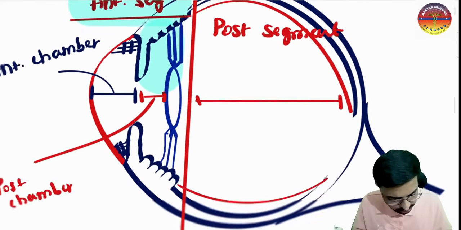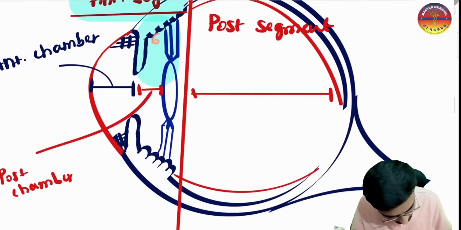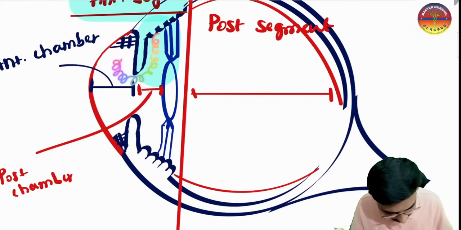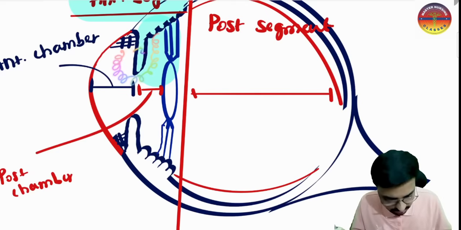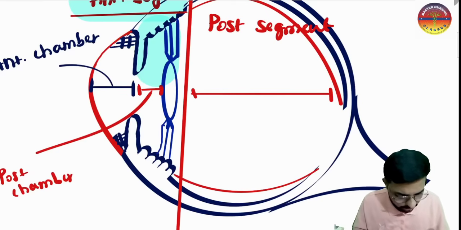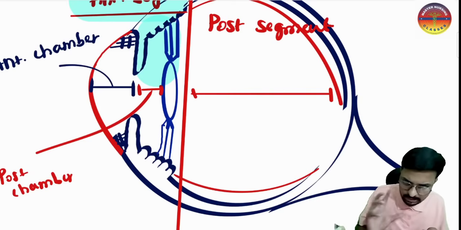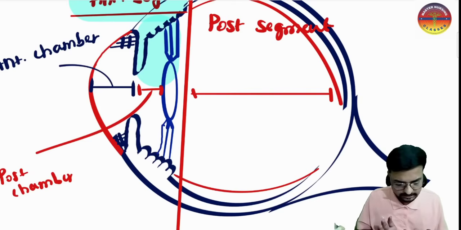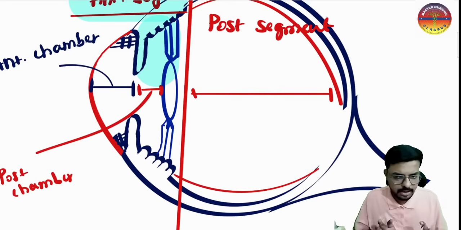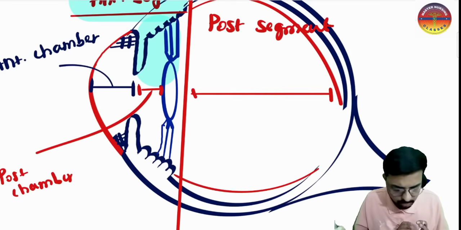Okay, so aqueous humor is produced in the posterior chamber. It comes to the front like this, and it gets drained and absorbed in our trabecular meshwork. Okay, yes, sir. Now you understood open angle glaucoma and angle closure glaucoma. So what happens here? In open angle glaucoma, I will talk first. So in open angle glaucoma, what happens?